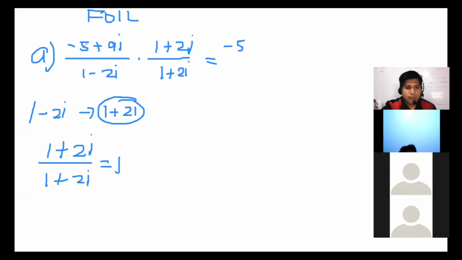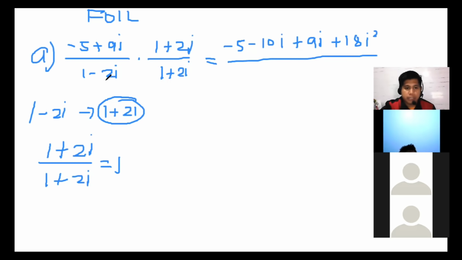Outside term, negative 5 times positive 2i, that is negative 10i. Then your inner, positive 9i times 1 will give you positive 9i. And then your 9i and 2i will give you 18i squared. Okay? And then that is your numerator.